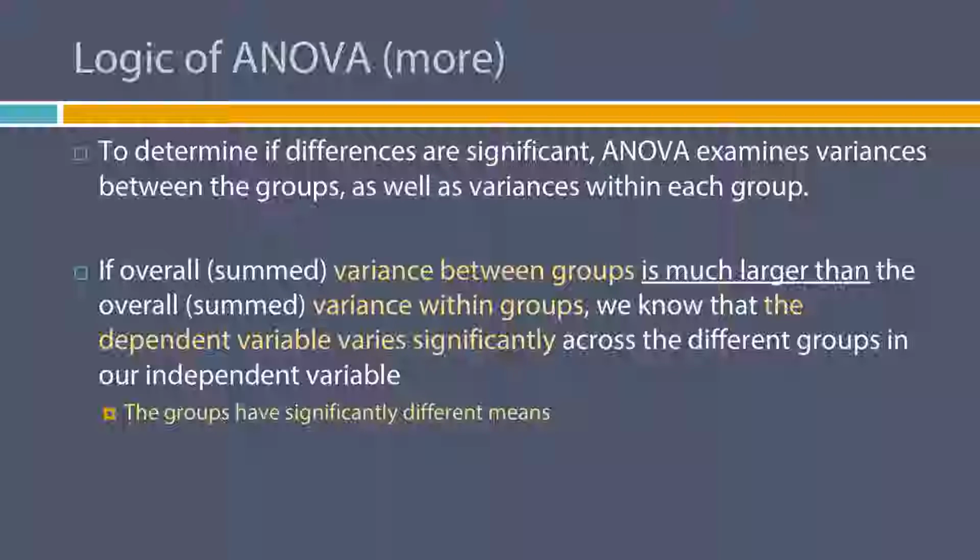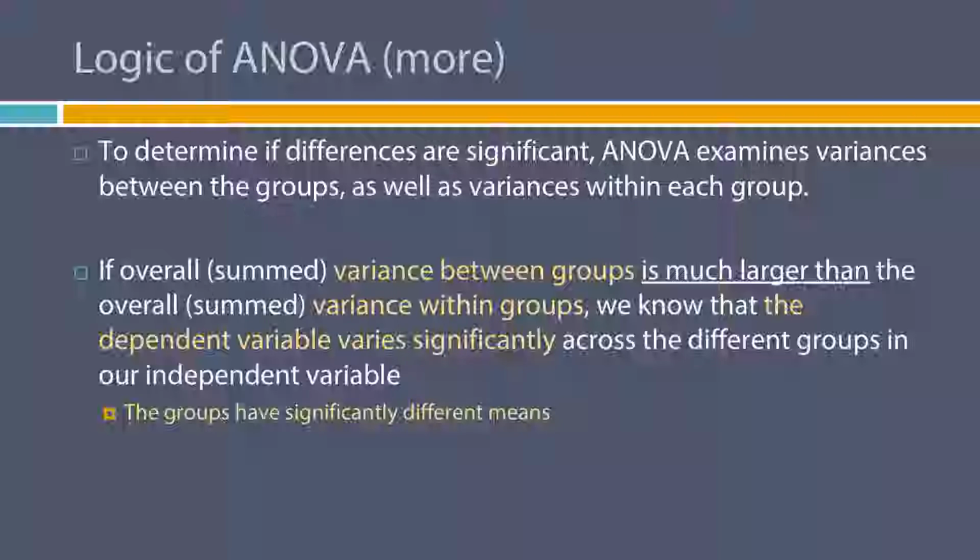So what we do is we try to find if there's larger variance between groups relative to variance within the groups. And if we find that, we know that the dependent variable differs significantly across the different groups of our independent variable. So, for example, we had racial categories. Let's say we had 5 racial categories, and then we had income as our dependent variable. And we're looking at differences in mean income across these groups.